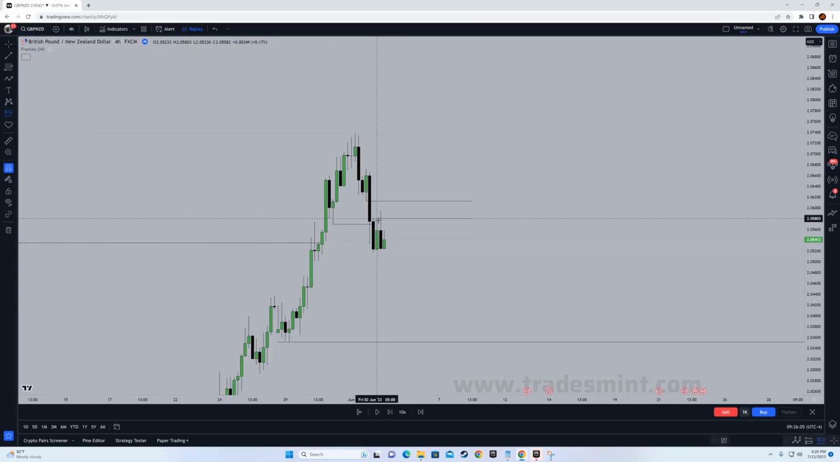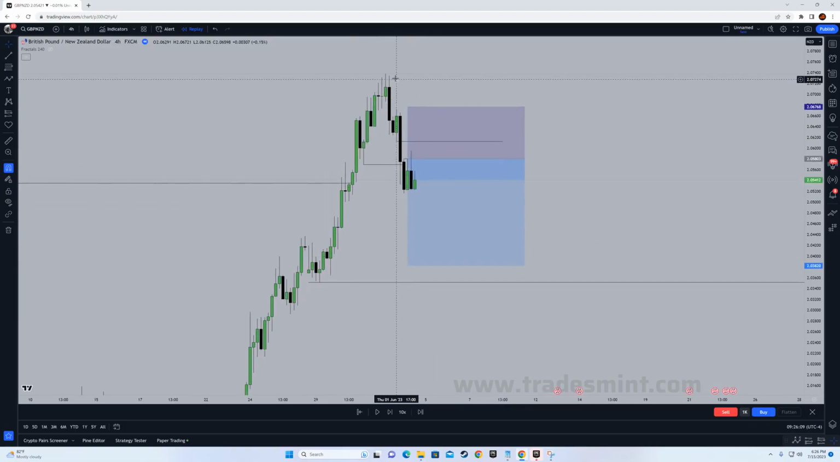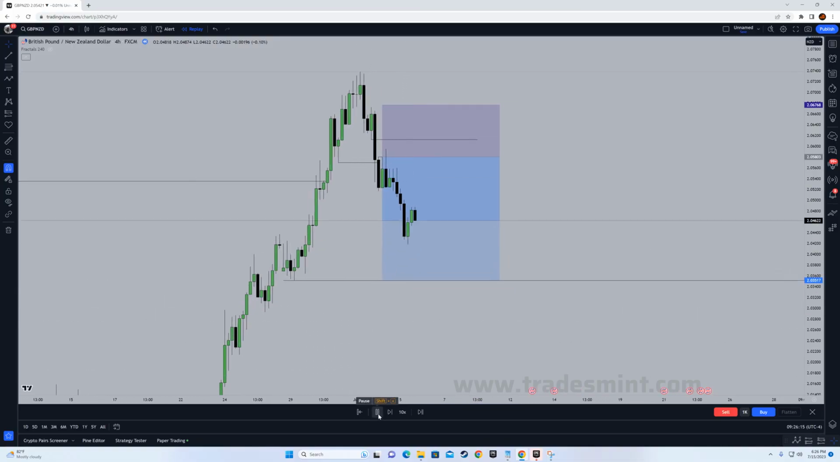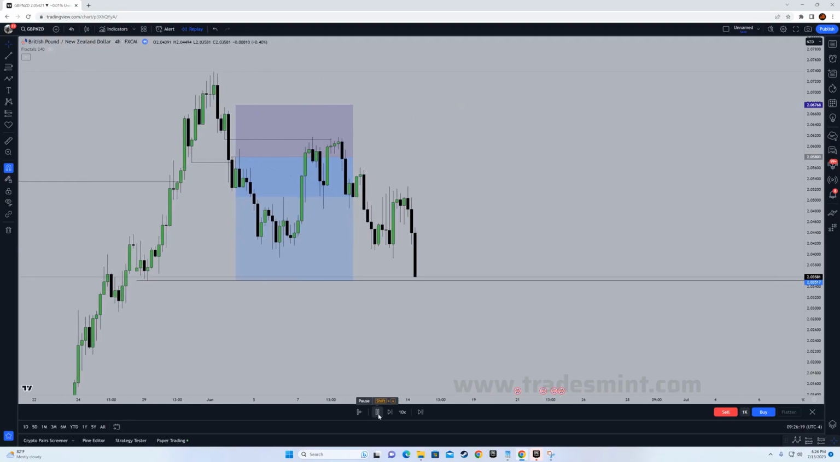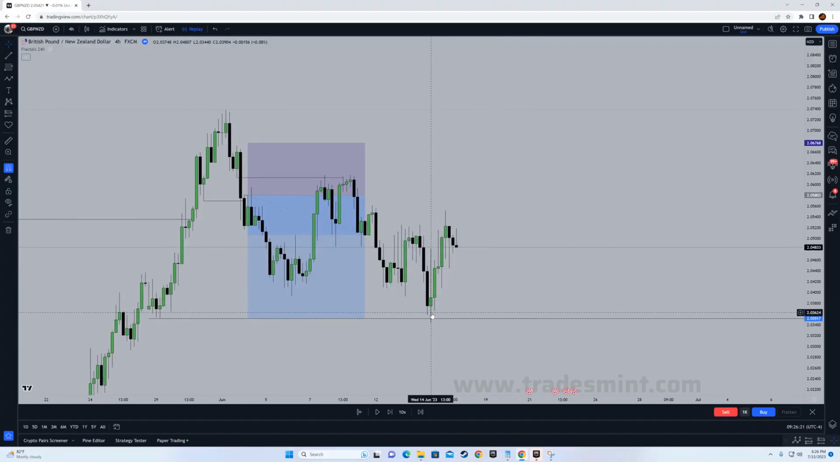So we simply take our entry from this fair value gap, we put our stop right above this high, or you can put it here, doesn't matter, and use target this level, which is our draw on liquidity. And let's see how this plays out. And price hits our take profit level. Very simple, guys. So let's move on to the daily example number 2 now.